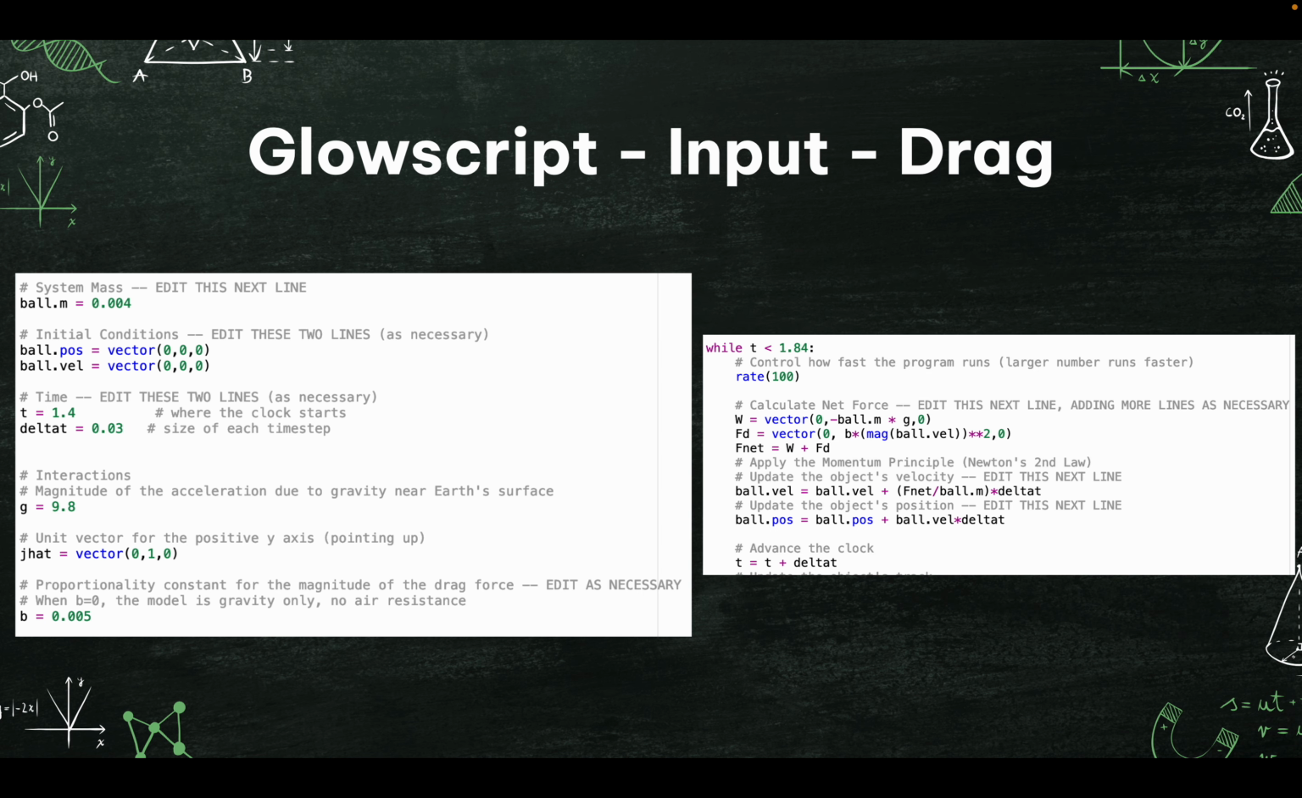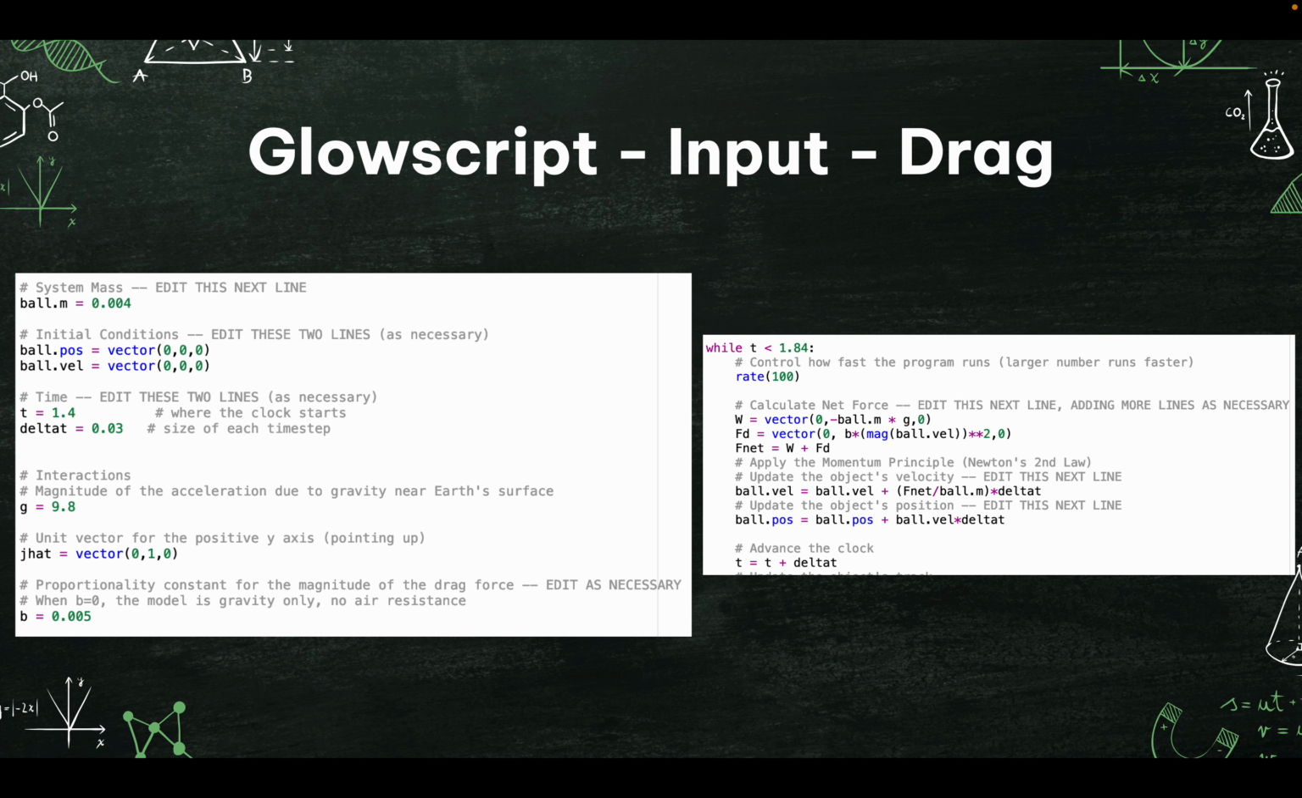The GlowScript input for the drag model shows the same mass and everything else, but it also has the proportionality constant b of 0.005 through calculations. The net force is then equal to the weight, which is the same as the net force in the previous code, plus the force of drag. This calculates the net force including drag.